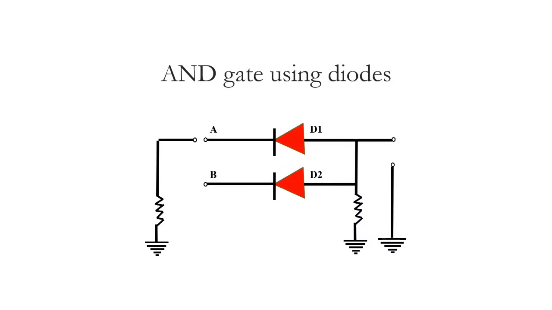When A is connected to positive and B is connected to negative, or vice versa, one of the diodes conduct and hence the potential drop across the resistance is 0. When A and B are connected to positive, the diodes will not conduct and hence the potential drop across the resistance will be equal to the battery voltage. The Boolean expression corresponding to AND gate is Y is equal to A dot B.